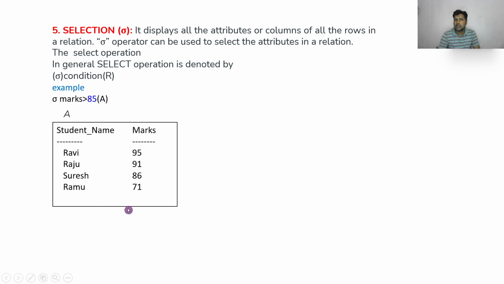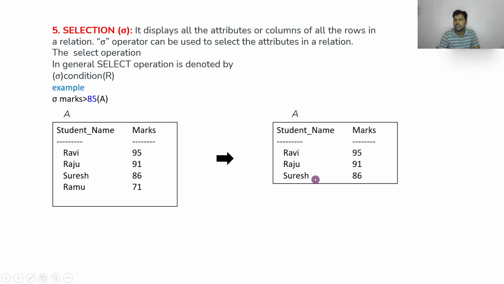So this is the table, right? In this, greater than 85 means the last one, Ramu, should not come. See, Ramu is not there. So based on the condition, it will give the result, right?